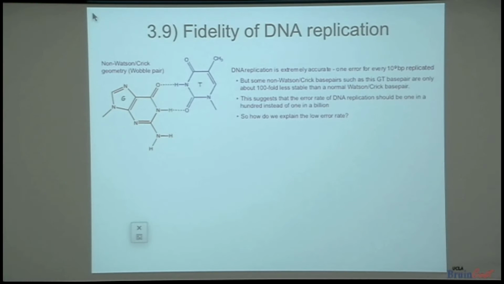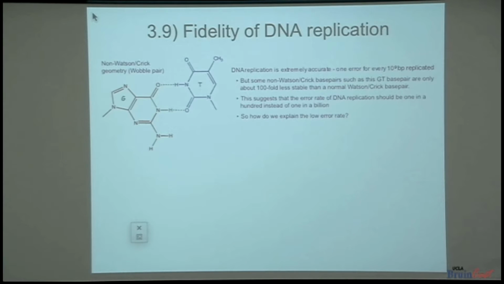Let's talk about the fidelity of DNA replication. Fidelity is another way of saying the accuracy, the faithfulness of DNA replication. It's very important that our genomes be replicated very accurately. Otherwise, you get mutations, and most mutations are neutral. A few mutations are beneficial, but a lot more mutations are harmful than are beneficial. So we want to keep the mutation rate down, and accordingly, DNA replication is extremely accurate.